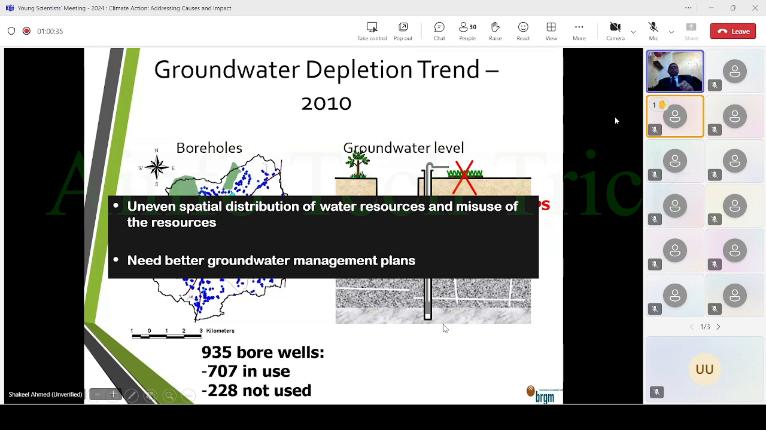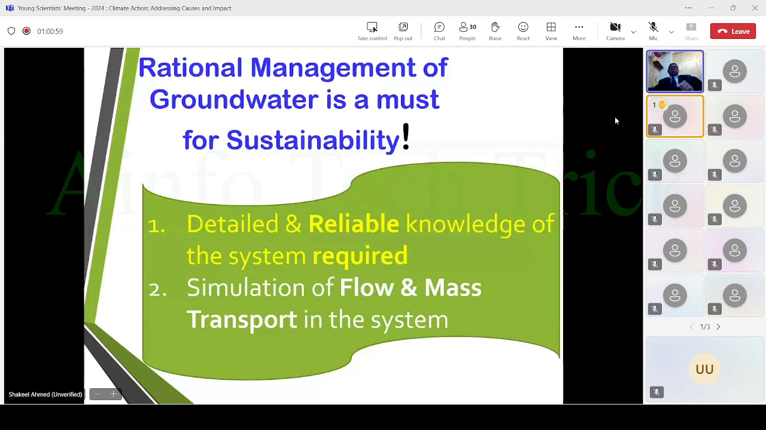India, let me tell you, is not a water-scarce country compared to so many other Middle East countries. But we still have a water crisis because of the population and because of mismanagement. So we need rational management of the groundwater, because today you can manage, but tomorrow you can't. So sustainability comes into the picture, and for that you need reliable and detailed knowledge of the system.